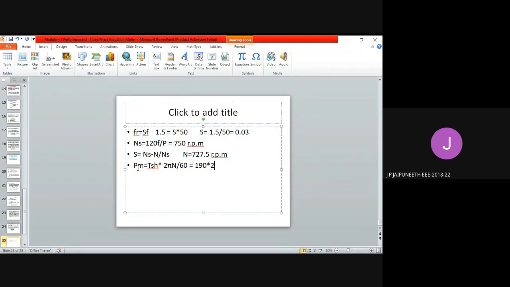Yes, sir. If you take TSH as 190, then output power is equal to 190 into 2 into pi, which is 3.14, into 727.5 divided by 60. How much are you getting? 14.467 kilowatts, sir. So this is the output power, not the mechanical power.